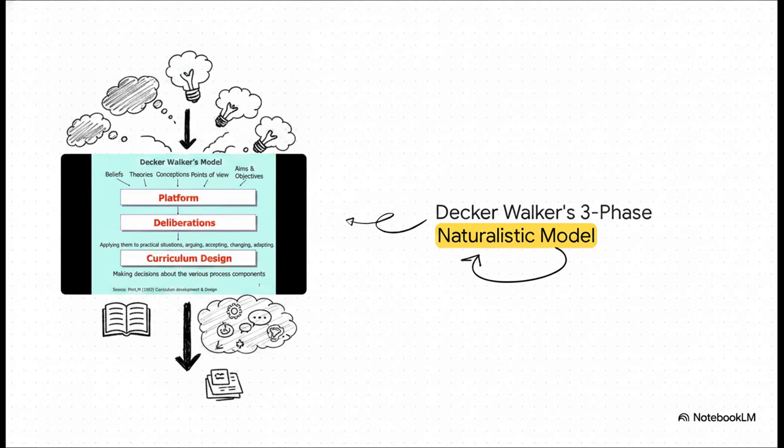So, Walker's naturalistic model actually relies on 3 collaborative phases. It kicks off with a platform. Think of this as the stage where curriculum developers bring all their existing beliefs, theories, and biases right to the table. Next up is the deliberations phase. This is where stakeholders actually hash it out, debating alternatives and adapting based on practical, real-world situations. And only after that very human process of negotiation do they reach the final design. It's a consensus-driven approach to classroom instruction.